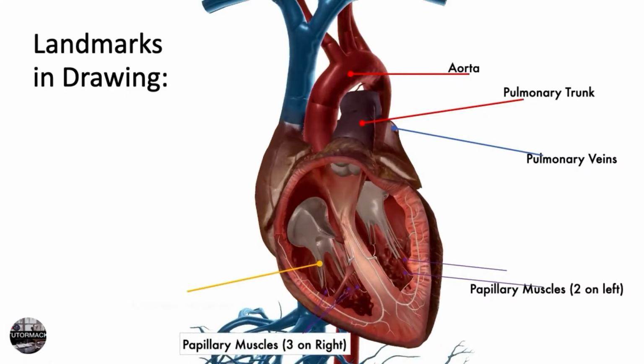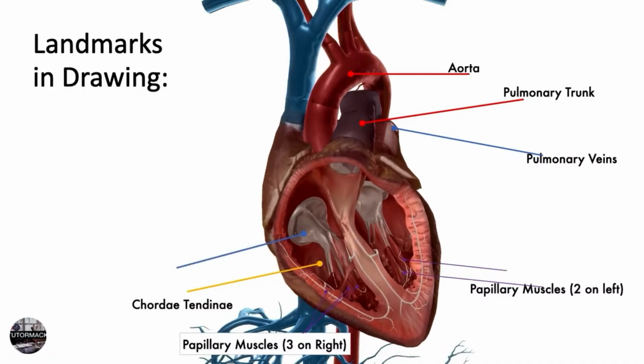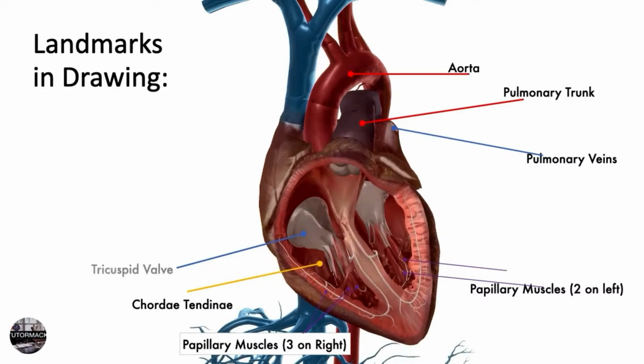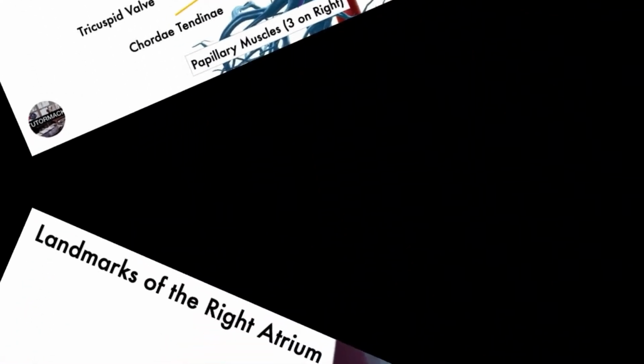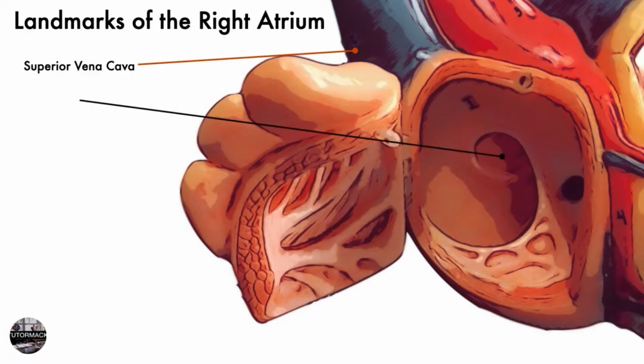How about here? That's right. Chordae tendineae. Right on. How about here? Good. Tricuspid valve. What is this landmark? We're talking landmarks in the right atrium. That's right. Superior vena cava, SVC.